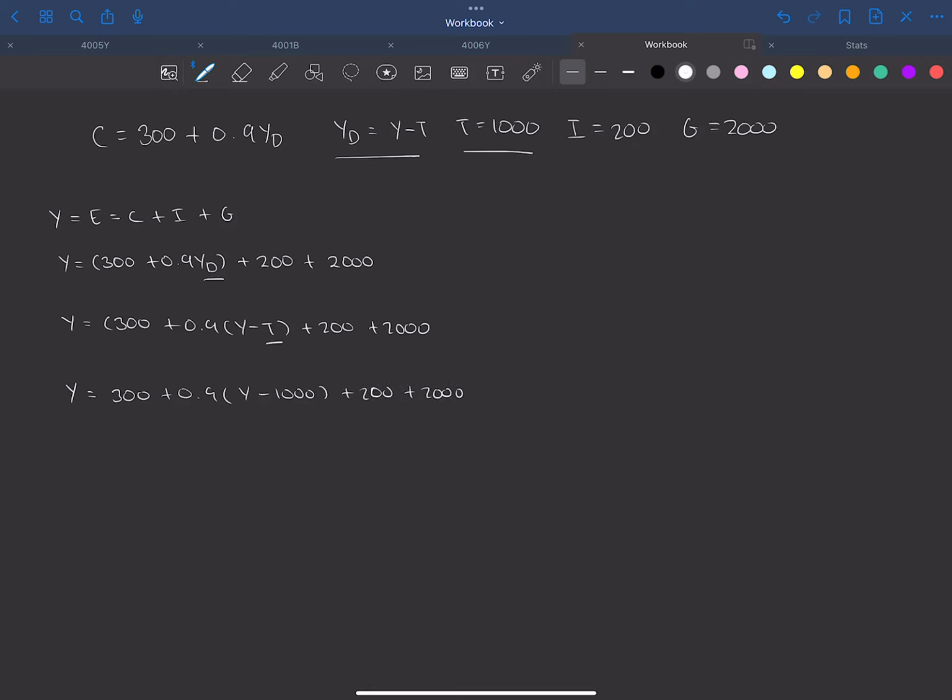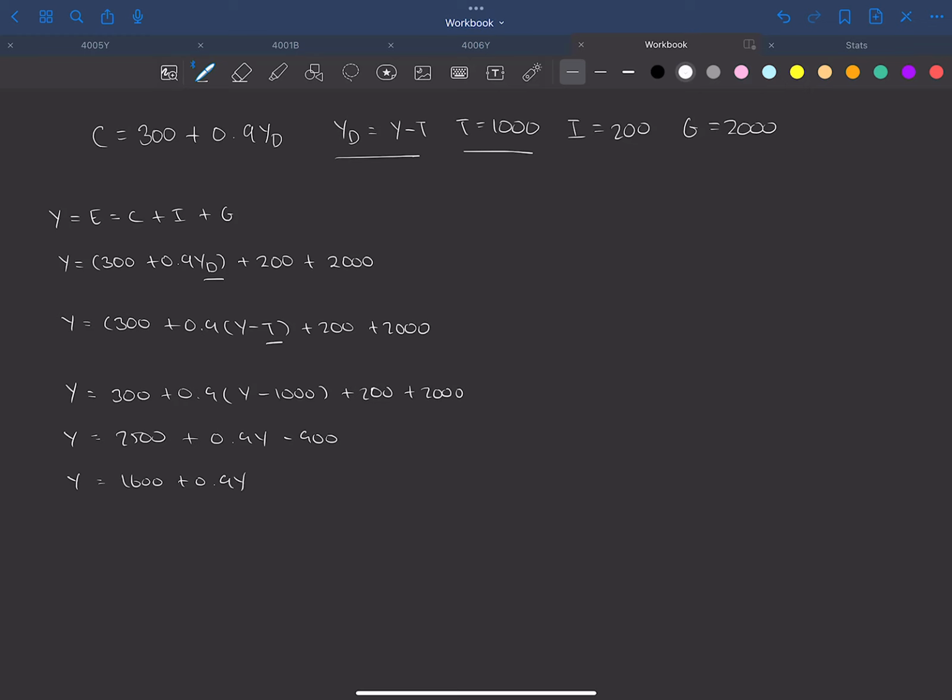I mean, you could already simplify stuff down, but for the sake of explaining, I did not. So we have 2,500 plus 0.9Y, and just to be on the safe side, minus 900. So now we can simplify it further. Okay, Y equals 1,600 plus 0.9Y.